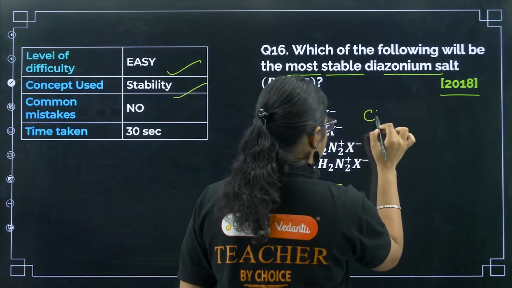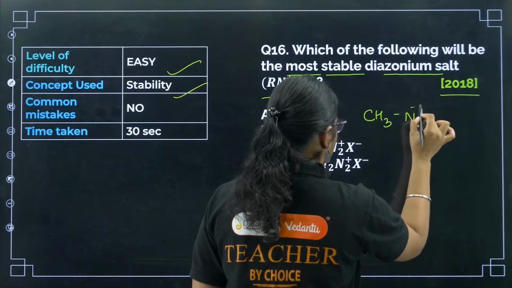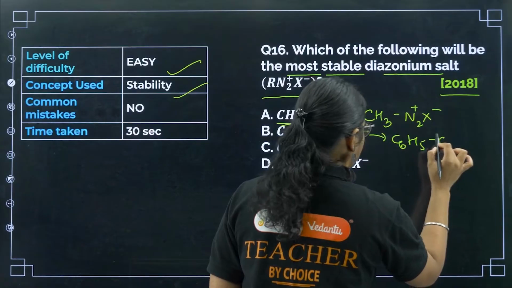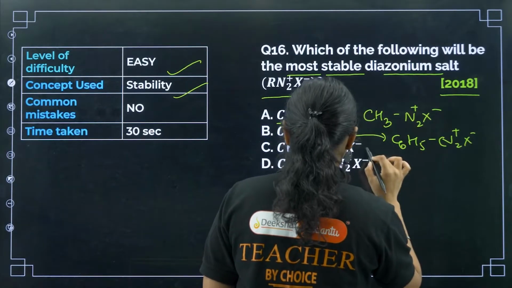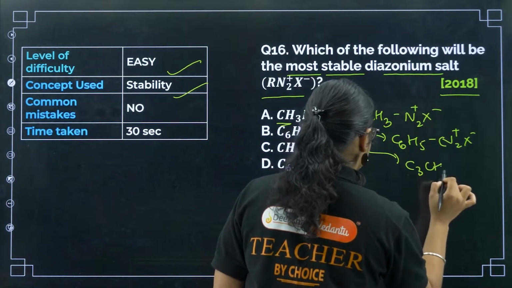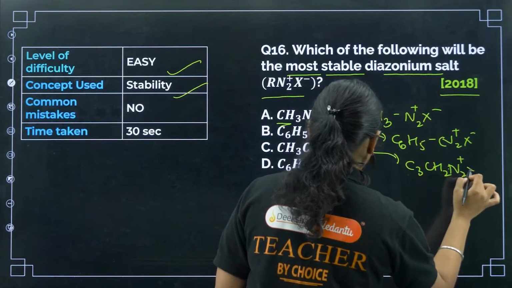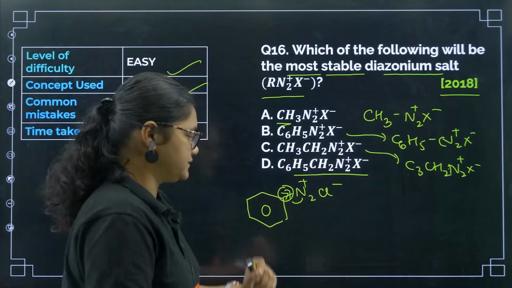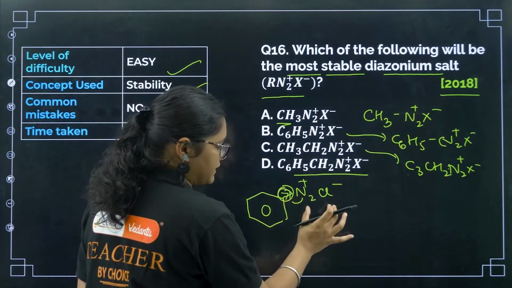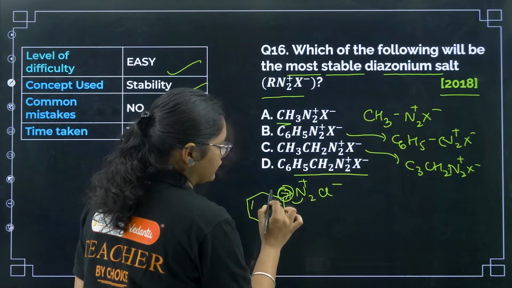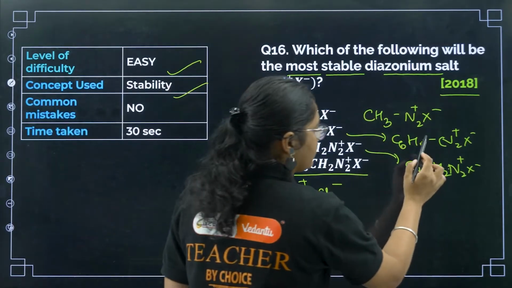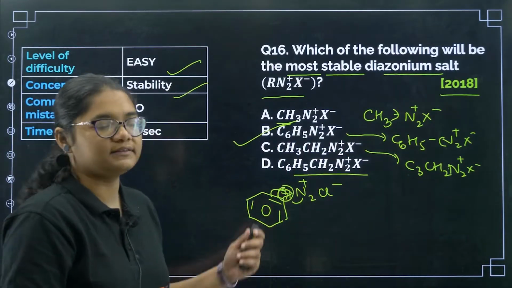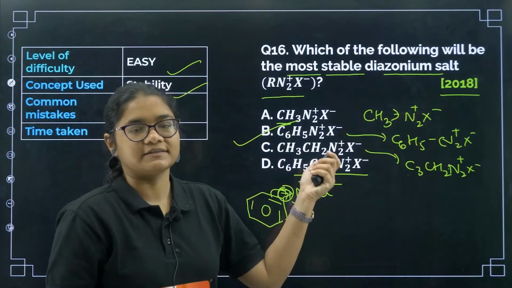So what is the structure of this one? CH3N2+ X-. This is C6H5N2+ X-. This is CH3CH2N2+ X-, and this is C6H5CH2N2+ X-. So if you see here, it is very stable because this can donate electrons by resonance. These will donate electrons by inductive effect, right? So that is why these are less stable. The most stable one is your C6H5N2+ X-.